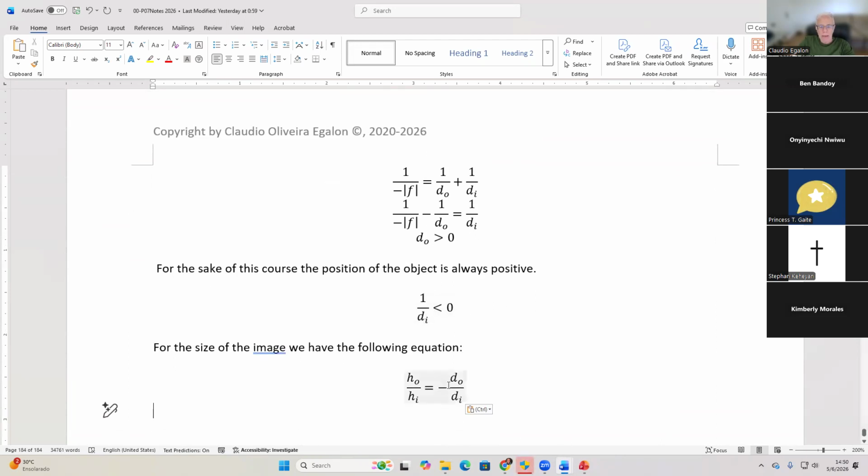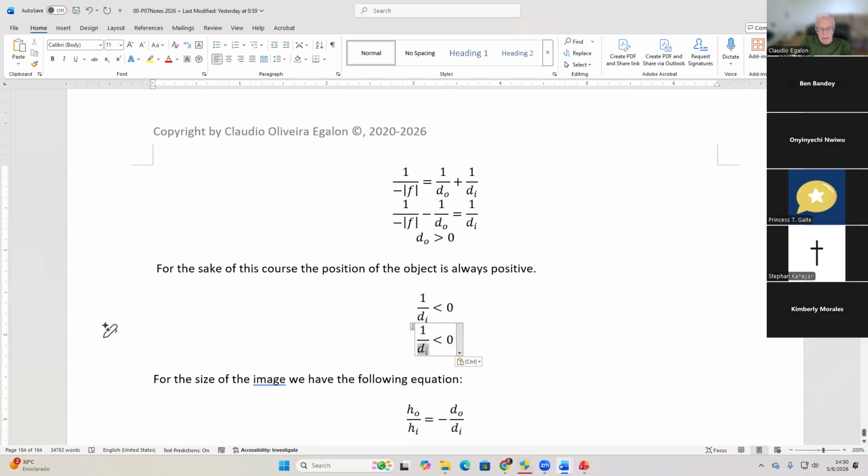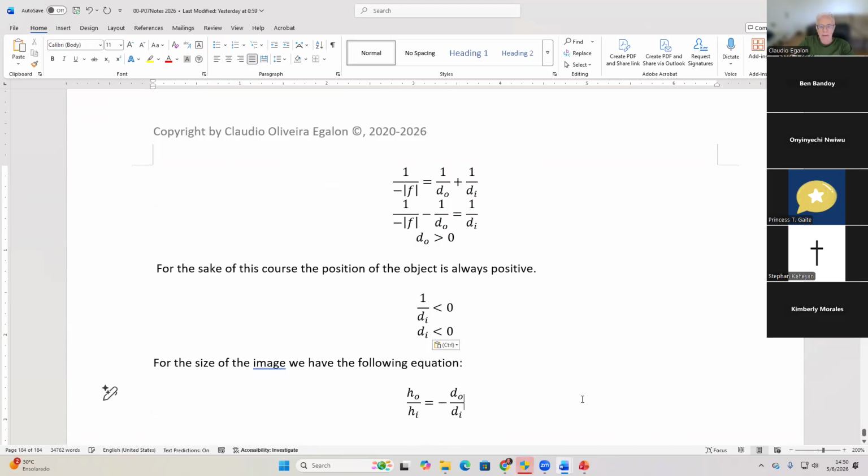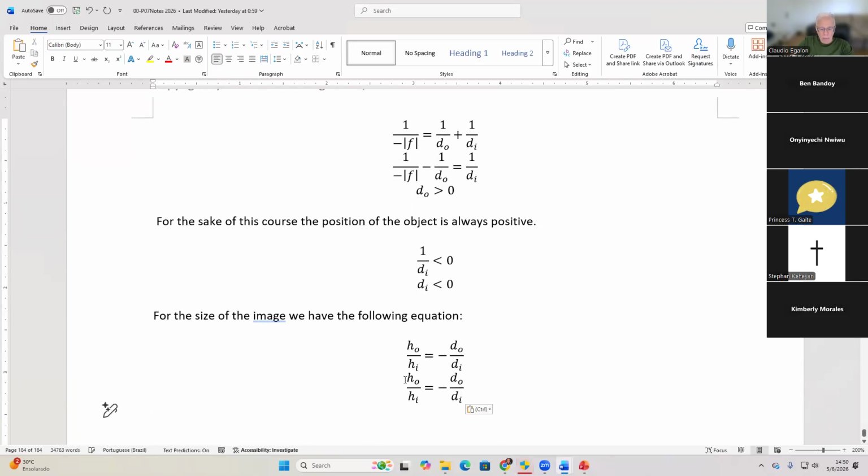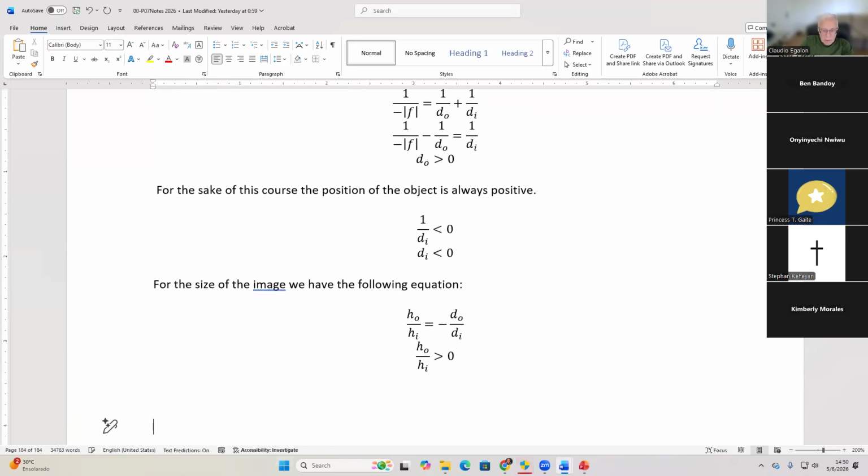Because di is always negative, let me emphasize that di is always negative, like that. H naught over hi will always be positive. So the images will always be upright.